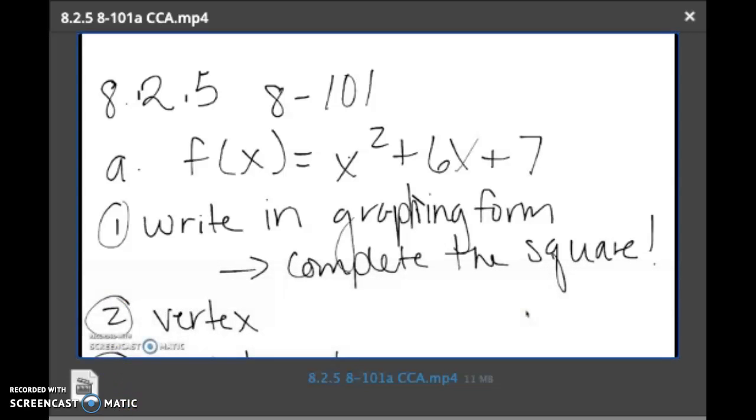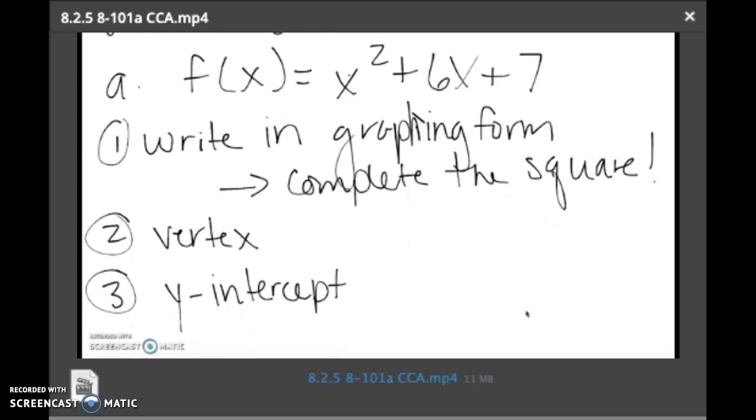This is lesson 825, problem 8-101. In this problem, they give us a quadratic equation in standard form, and they want us to rewrite it in graphing form or vertex form. And to do that, we need to complete the square. Once we've done that, we're going to also state what the vertex and the y-intercept are.